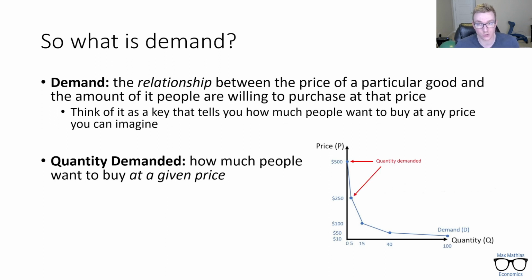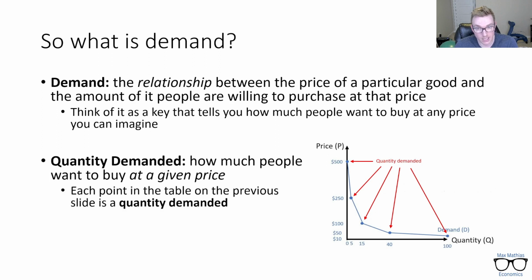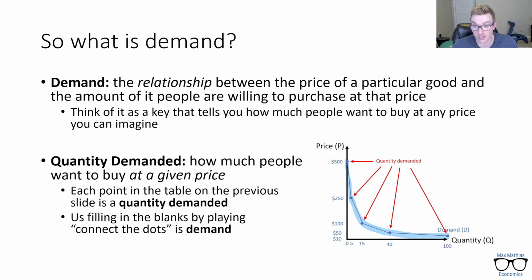So is that 250 and 5. So is that 115. So is the 50 and 40. And so is the 10 and 100. So each of those individual points are quantities demanded. Sorry, getting ahead of myself: each point in the table on the previous slide, or each point on that graph right there, is a quantity demanded. Us drawing the line there, like I just highlighted, basically playing connect the dots between those points, is demand itself. Demand is the entire relationship. Quantity demanded is a single point on the line.